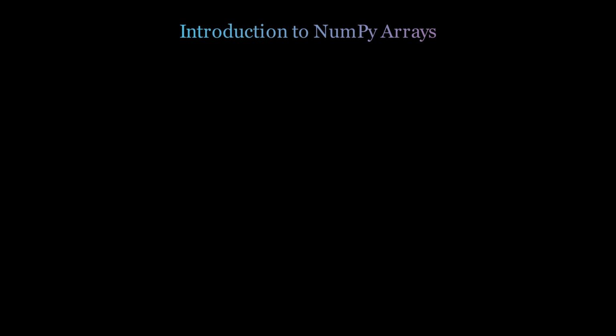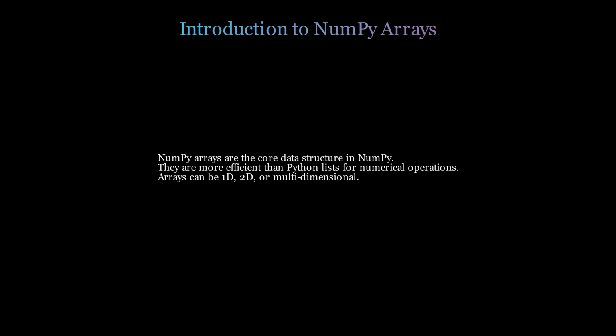Let's begin with an introduction to NumPy arrays. NumPy arrays are the fundamental data structure in NumPy for numerical computing. They are more efficient than Python lists for numerical operations and can be one-dimensional, two-dimensional, or multi-dimensional. Arrays are homogeneous, meaning all elements must be of the same data type, which allows for efficient storage and operations.